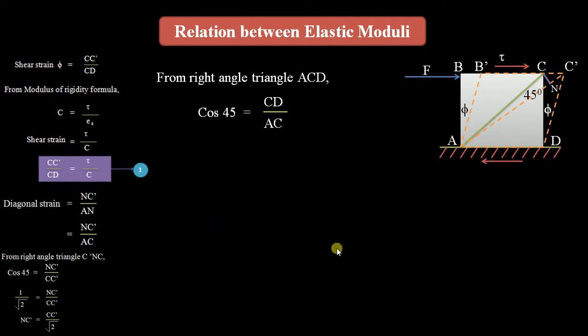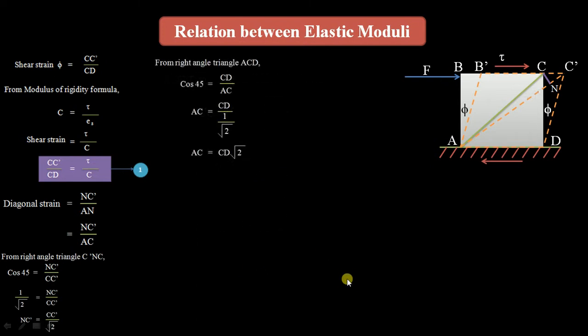For writing AC, first write AC is equal to CD divided by cos 45. Cos 45 means, as we all know, 1 by root 2. So this root 2 can go to the numerator, and AC is equal to CD root 2. This is the AC we got. We needed NC dash and AC; we got NC dash here and AC here. Now keep this aside.